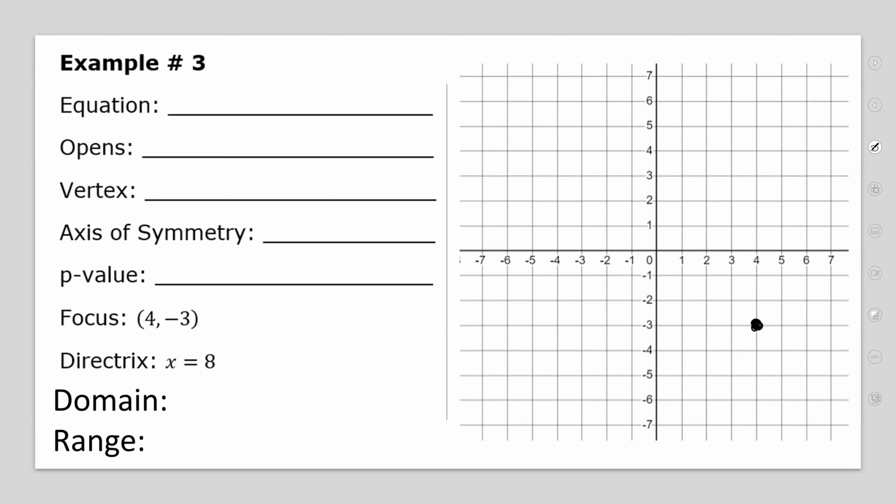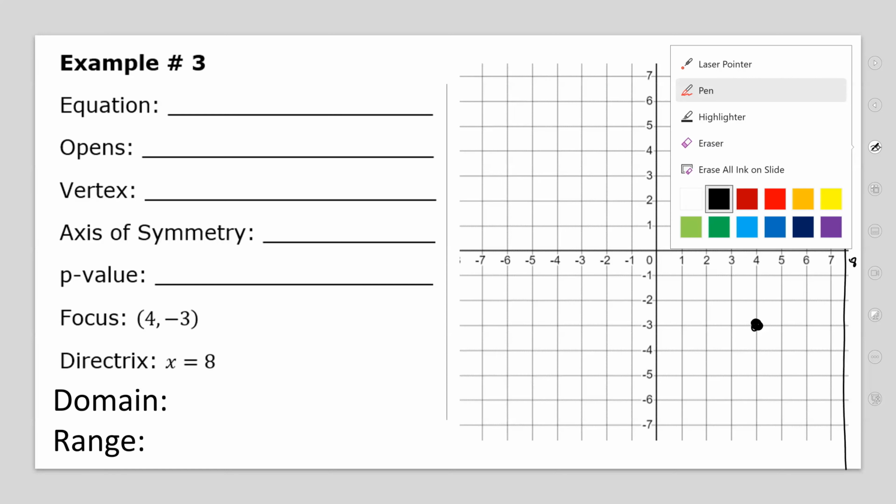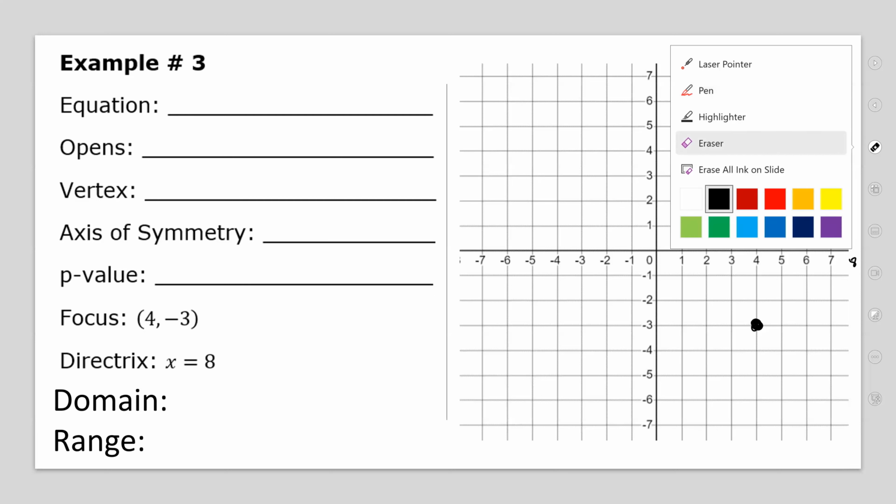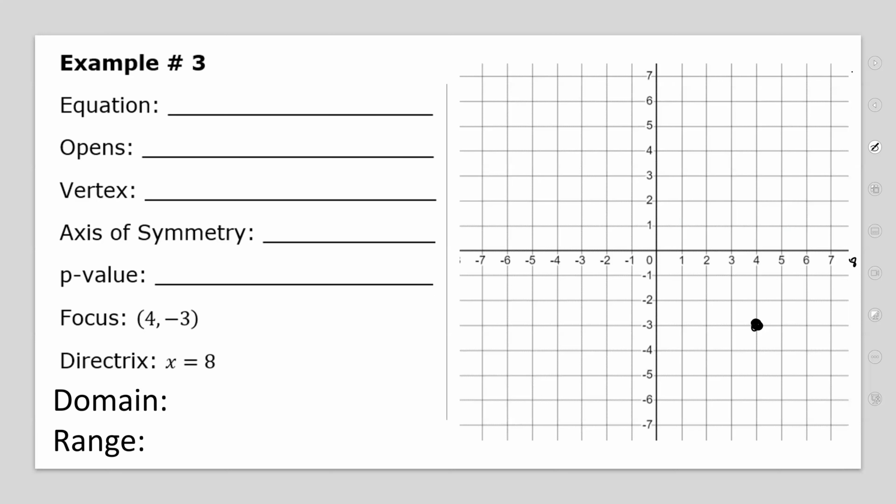The directrix is at x equals 8. And yes, it's off the page, but I'll guess it's about right here. It's about right there. So I'm going to draw my directrix. Let me make it a little bit better. My directrix is about right here at 8.